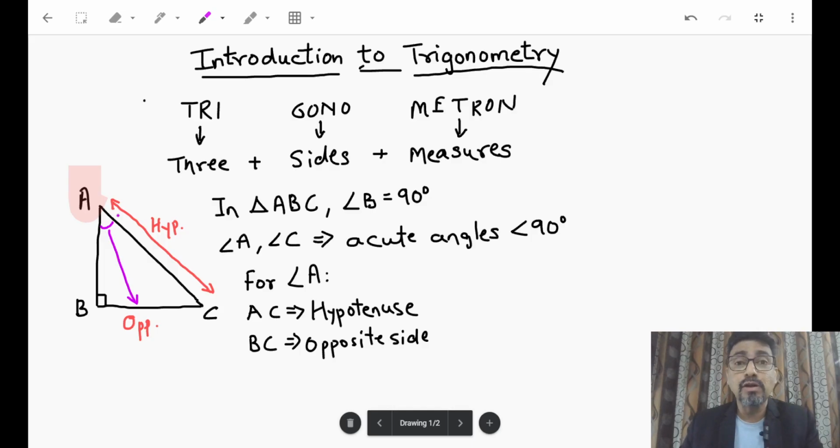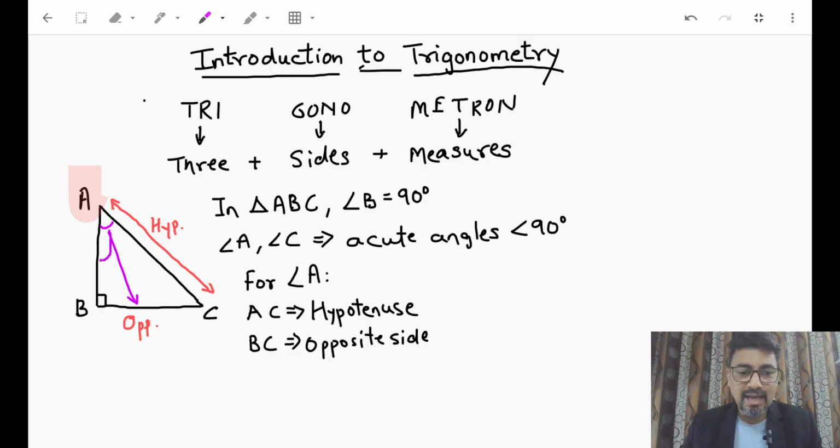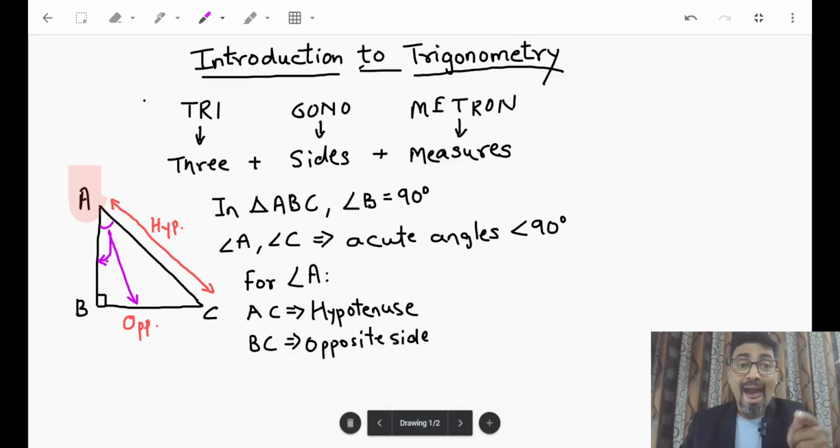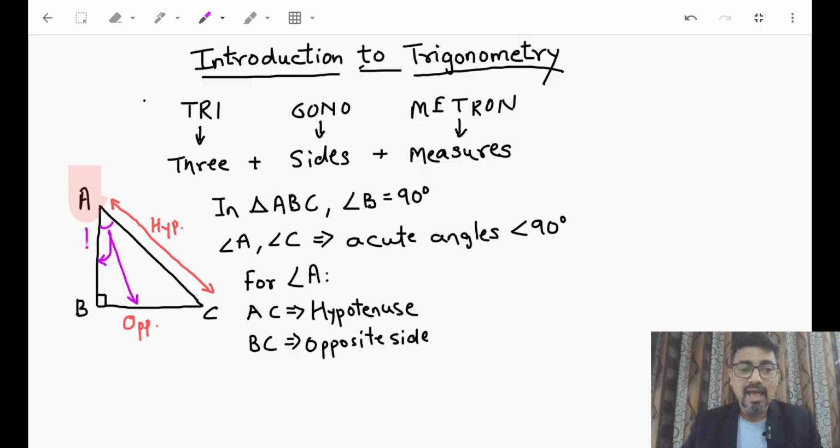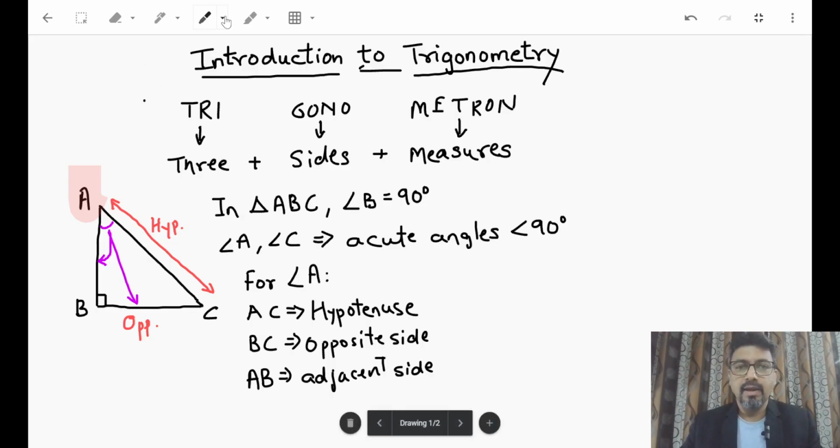And the side which is just besides angle A, just adjacent to angle A, not the hypotenuse. Hypotenuse will never be called by any other name. Hypotenuse will always be hypotenuse. But apart from hypotenuse, just besides angle A, the side adjacent to angle A is the side AB. Therefore, this side will be called as the adjacent side. So let us name AB as our adjacent side. AB is the adjacent side, right? So I write here ADJ for side AB.